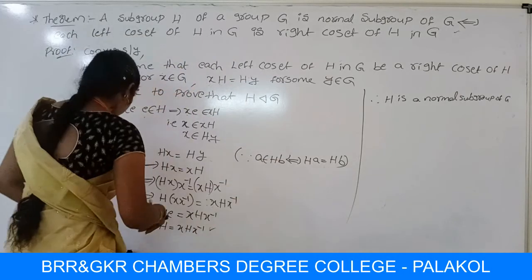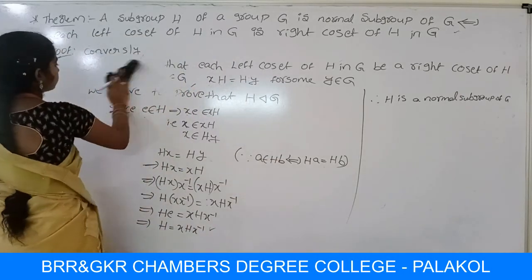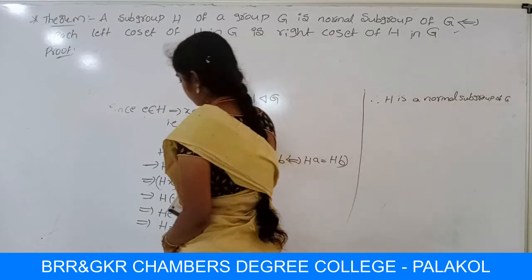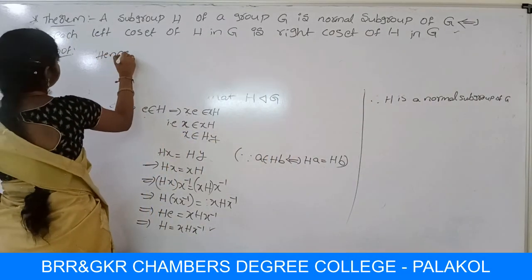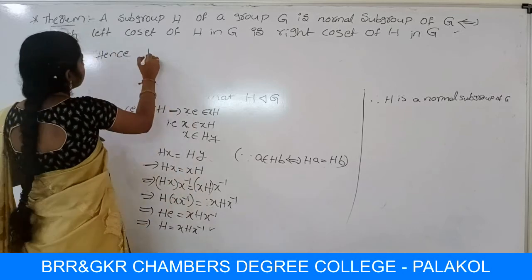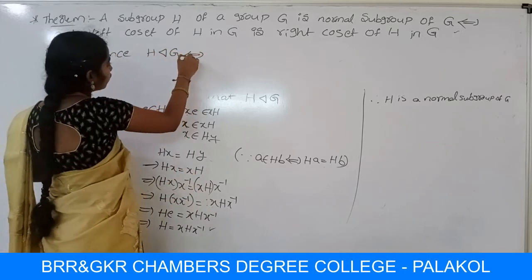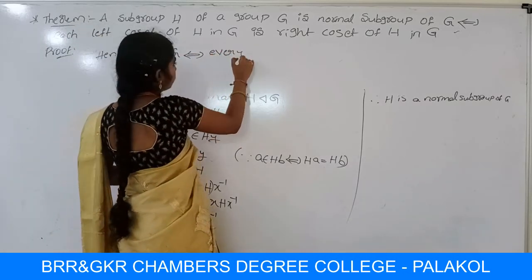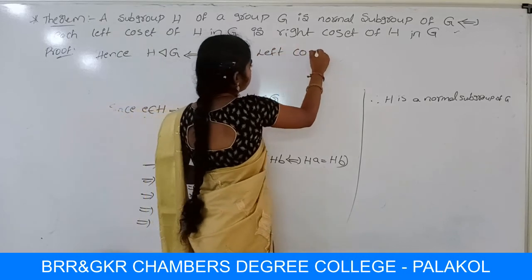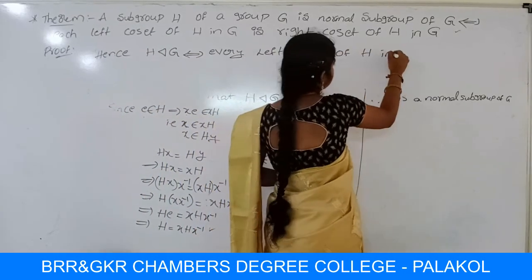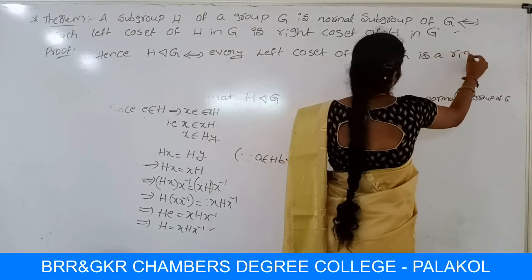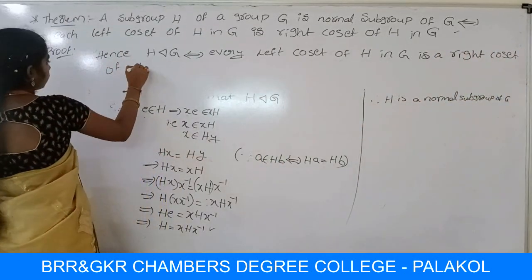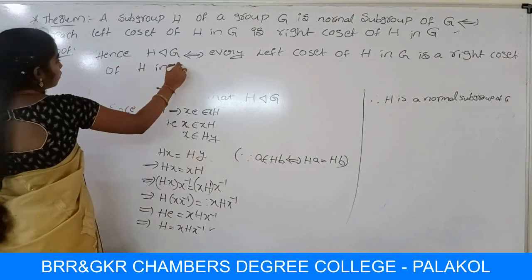So therefore and hence, H is a normal subgroup of Z if and only if every left coset of H in Z is a right coset of H in Z.